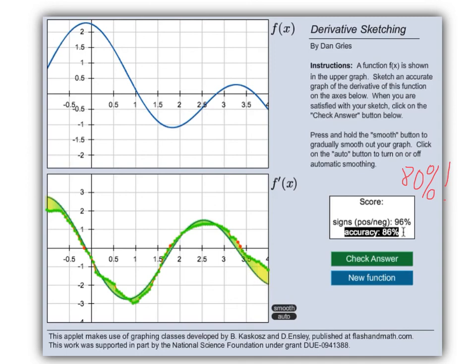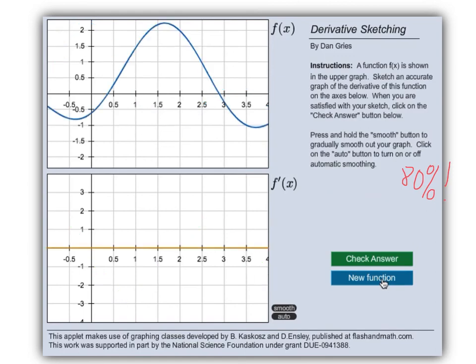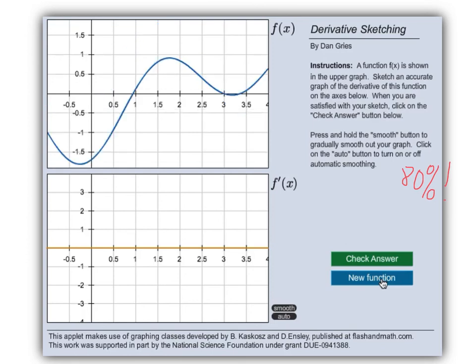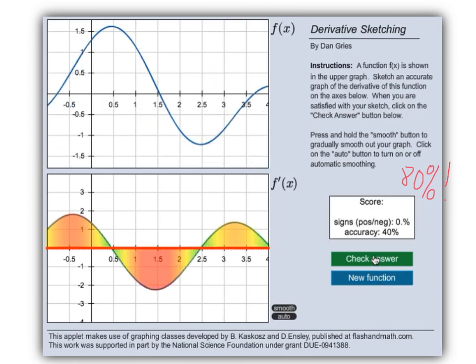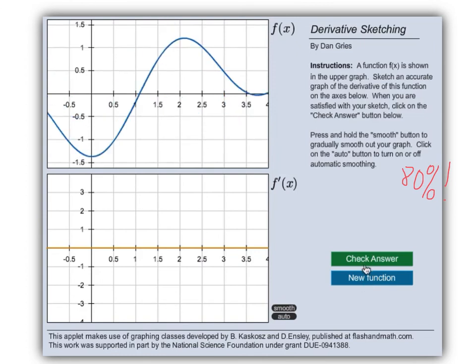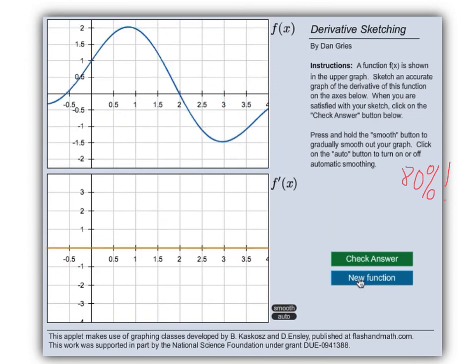Now, suppose you click this button and you didn't get 80%. Well, you can't go back and try to fix this one. You're done. What you've got to do is click a new function and start over from scratch. It didn't take me that long to draw mine, but if you're not very good at this, you're going to have to be clicking new function quite a bit. Keep clicking until you get one that looks pretty easy, and good luck. But this is due tomorrow. And remember, top score gets a bonus.